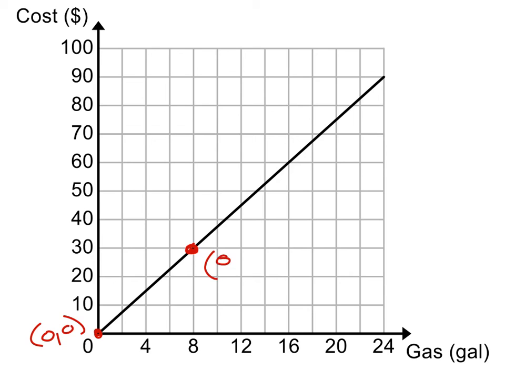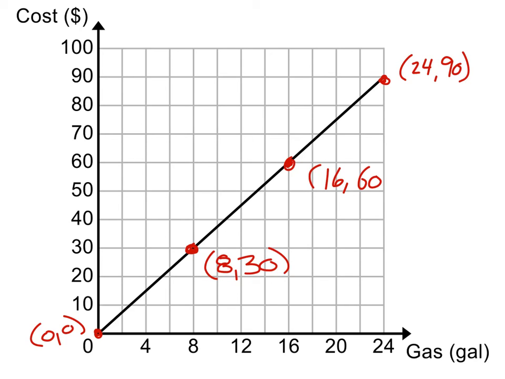We can see the x value is 8, and the y value is 30. So it looks like for 8 gallons of gas, you would pay 30 bucks. Okay? And the next value, if we skip that one, we can see that 16 gallons would be 60 bucks. And then finally these, 24 gallons for 90 bucks.